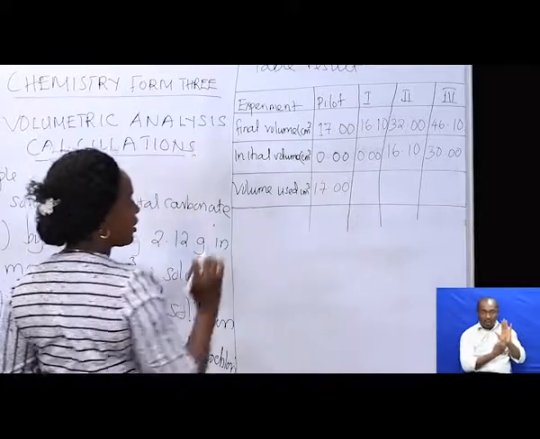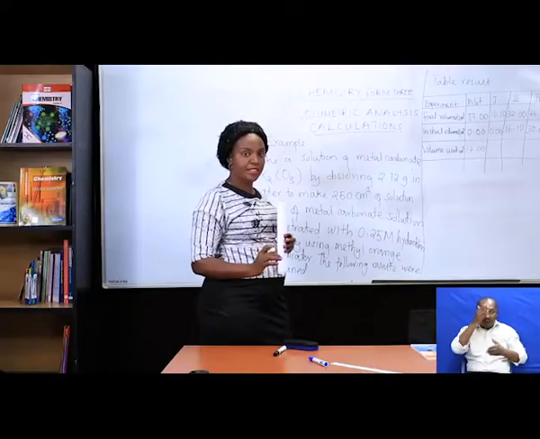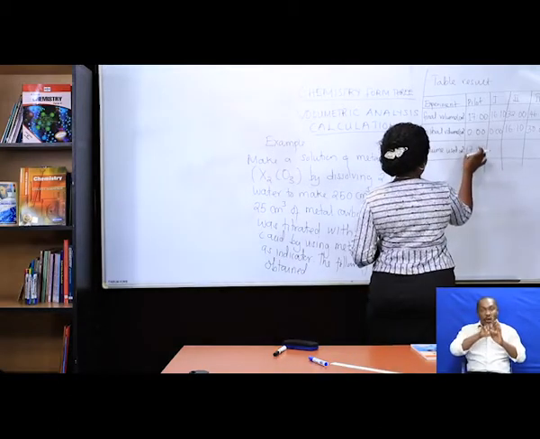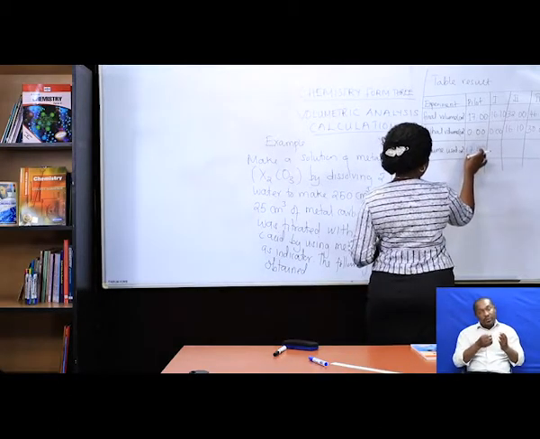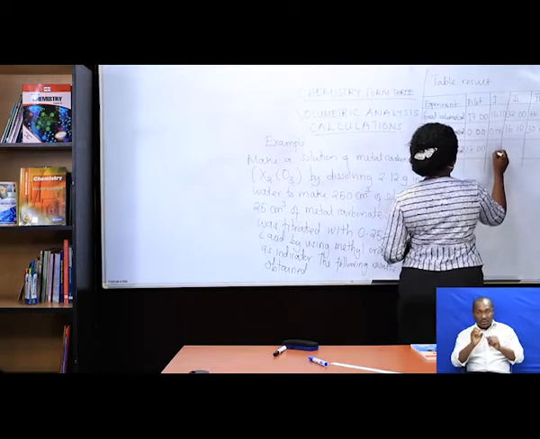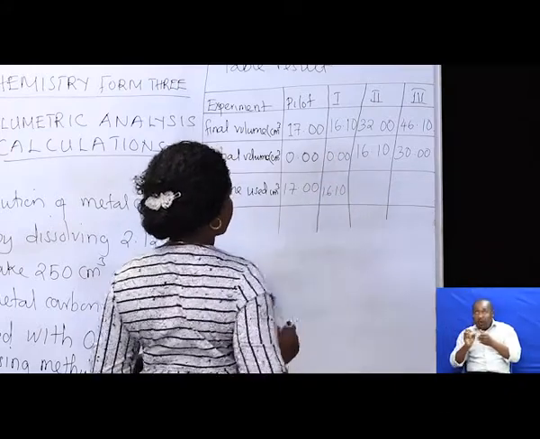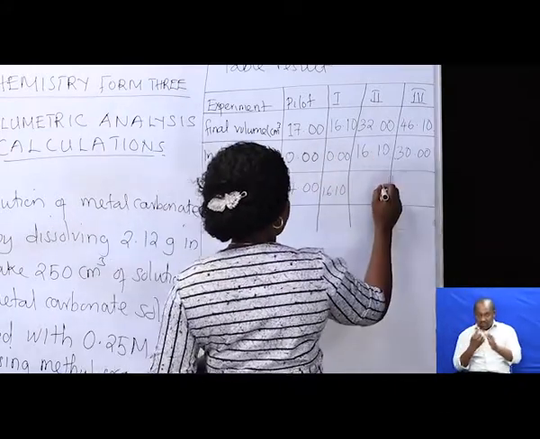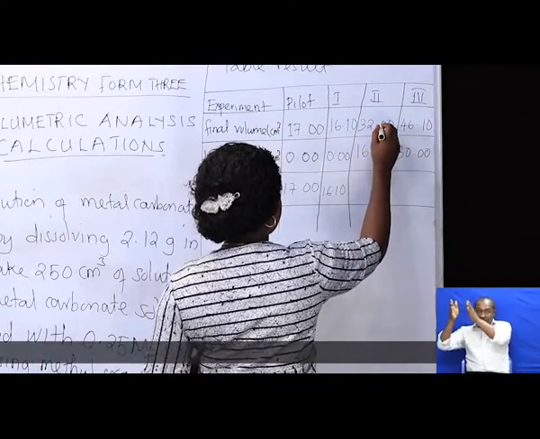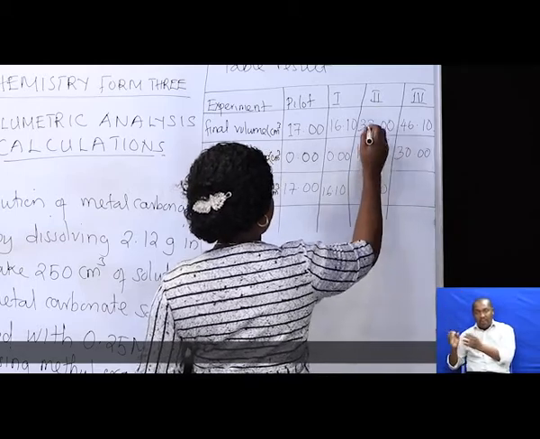So for the pilot, the end point was reached when the volume used to reach the neutralization point was 17.00. Then come here, it is 0, this is 1, 6, and this is 1. So 16.1. This is also 0 minus 0, it is 0. Borrow 1, put it here, it becomes 10, it is 9. We remain with 1.